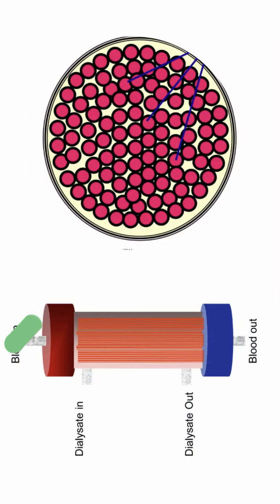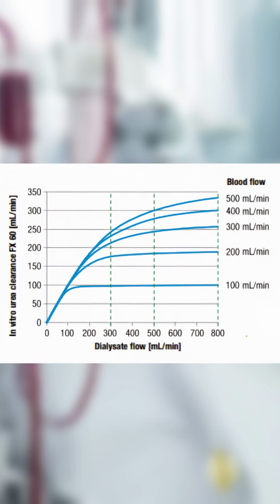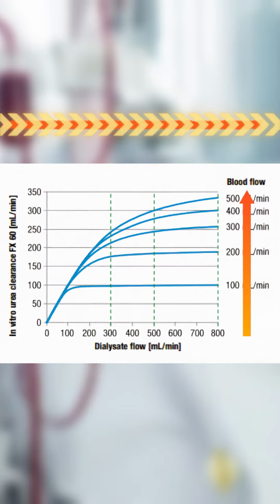Unless you increase the surface area, meaning more fibers, you cannot maintain the same contact time. But dialyzer size cannot be increased indefinitely. So beyond a point, even with a higher blood flow, the drop in extraction efficiency flattens the clearance curve significantly.